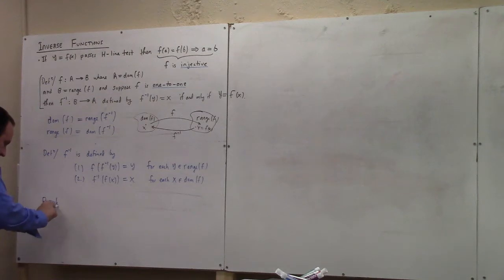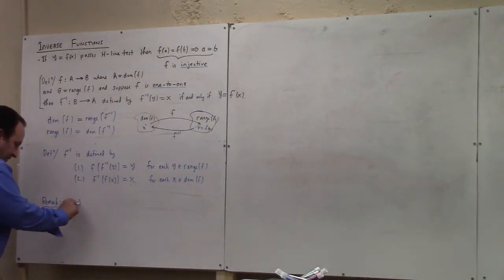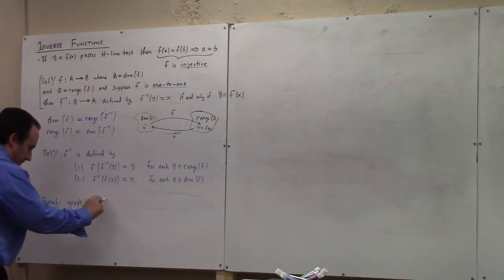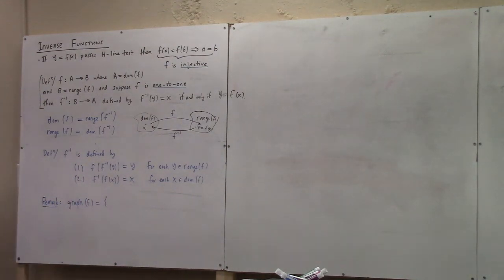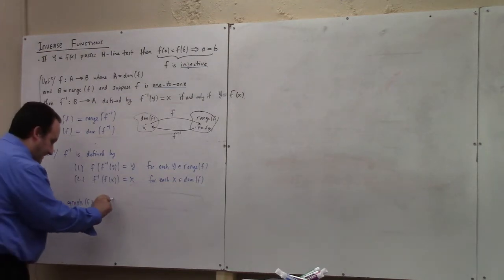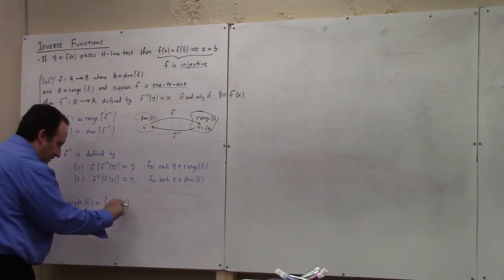I'll make it a remark. So what was the graph of the function? Do you remember how we defined the graph of a function? It was the set of ordered pairs, right? x comma what? x comma y such that what?